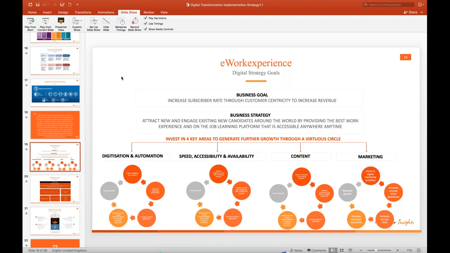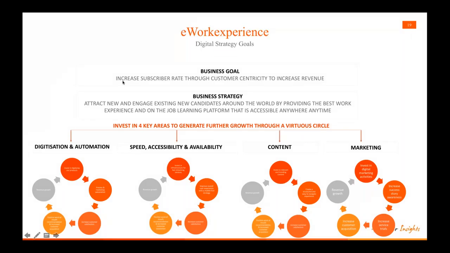Now, that led us to understand exactly what we should be doing. So what on earth should we be doing? Well, we want to increase our subscriber rates through customer centricity to increase revenue. We want to attract new and engage existing candidates around the world by providing the best work experience and on-the-job learning platform that is accessible anytime, anywhere.